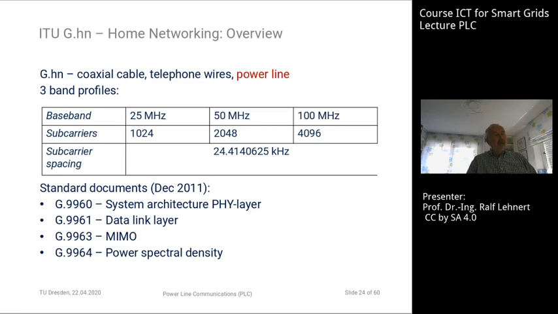Before I skip to the next slide, there are 4 standard documents. If you're interested in more details, at least you should have a look at G.9960, the system architecture of the PHY layer, and G.9961, the data link layer. The other ones are for further study, eventually not necessary to understand most of what I'm talking about right now.